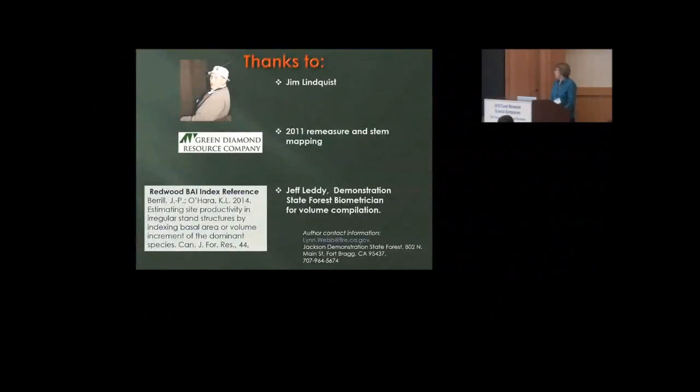And I definitely want to give a lot of thanks, especially to start with Jim Lindquist, who's been with this study a long time, and I've really valued his contributions to Jackson and to Redwood Forestry. Green Diamond Resources was enthusiastic enough about these plots that they came back and remeasured them. They did the stem mapping, which added a lot of value, including figuring out the exact dimensions of those plots and changed some of our math. And lastly, Jeff Letty, our biometrician, who helped me with the volume compilations.